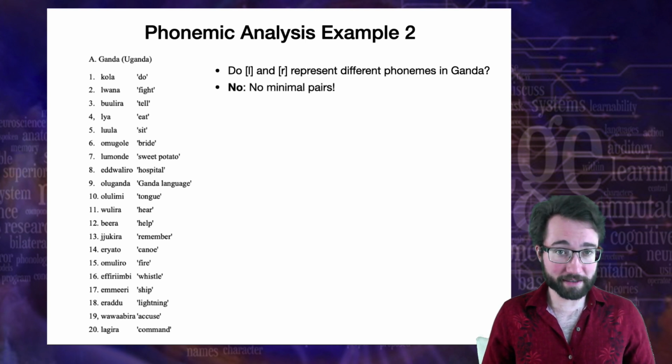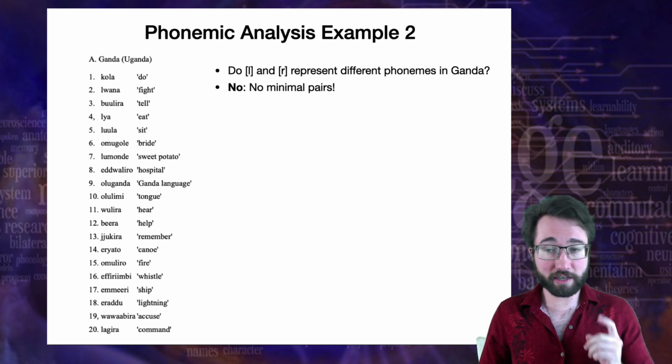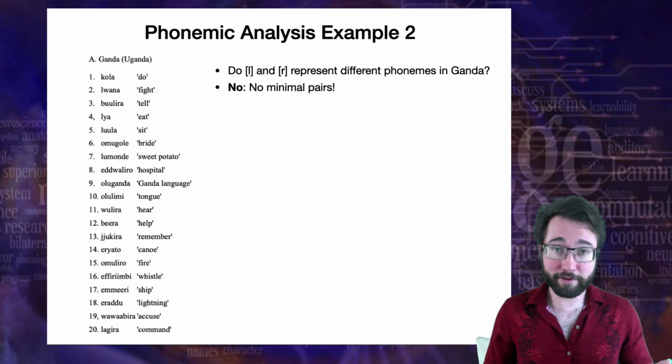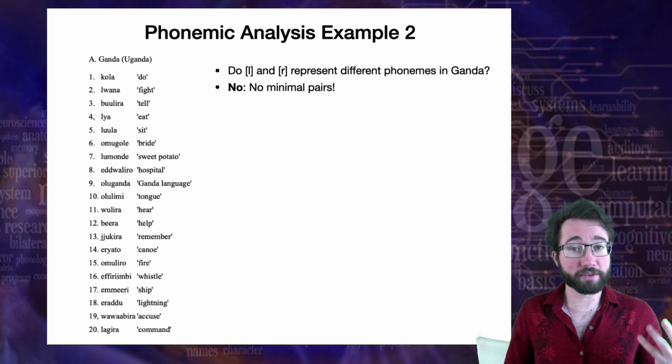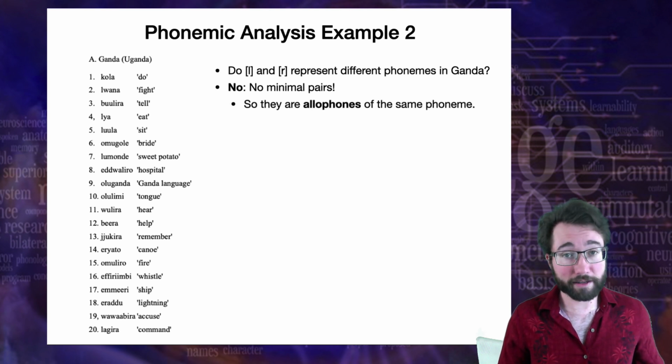No, there are no minimal pairs. If you look through the list, you won't find any words which differ only in the substitution of L for R and have different meanings. They're not minimal pairs. In fact, they're in complementary distribution, and we're going to do the phonemic analysis to figure out their distribution. They're allophones of the same phoneme.